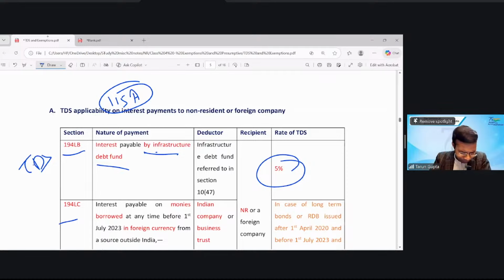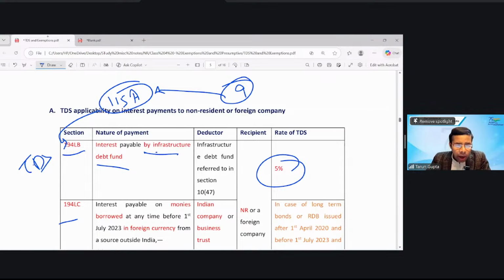So everything falls in place. You understand everything? My section 9 makes this interest taxable. My section 115A says that it shall be taxable at the rate of 5%. And 194LB says the payer shall deduct tax at the rate of 5%. So everything falls into the logic.